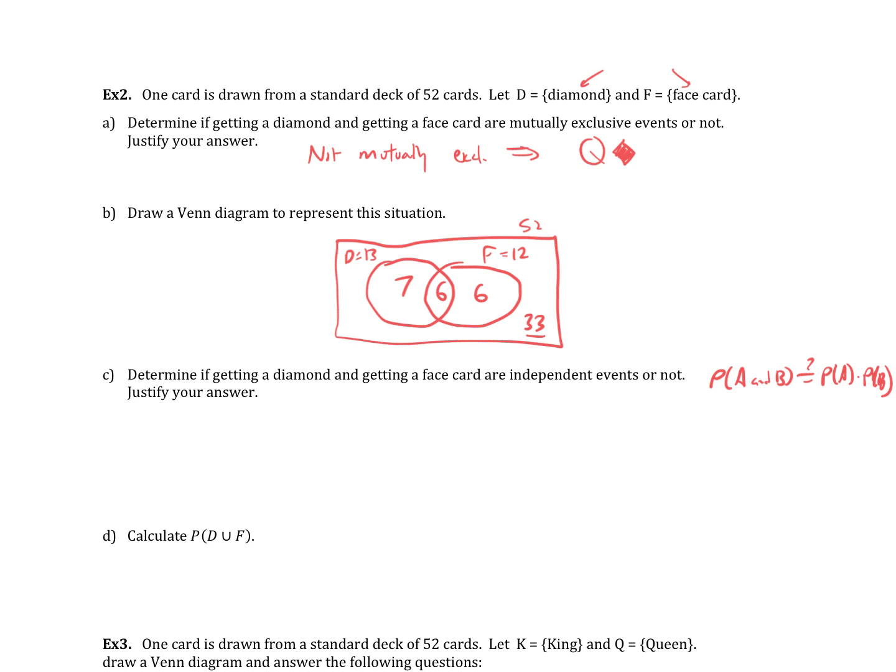Okay, so the probability of diamond and face card. Let's figure that out by itself. The probability of getting a diamond and a face card, we can tell from the Venn diagram above, is 3 out of 52. The probability of diamond times the probability of face card: how many diamonds are there? There's 13 out of 52. And how many face cards are there? There's 12 out of 52. So if I multiply these fractions, I get 3 out of 52.